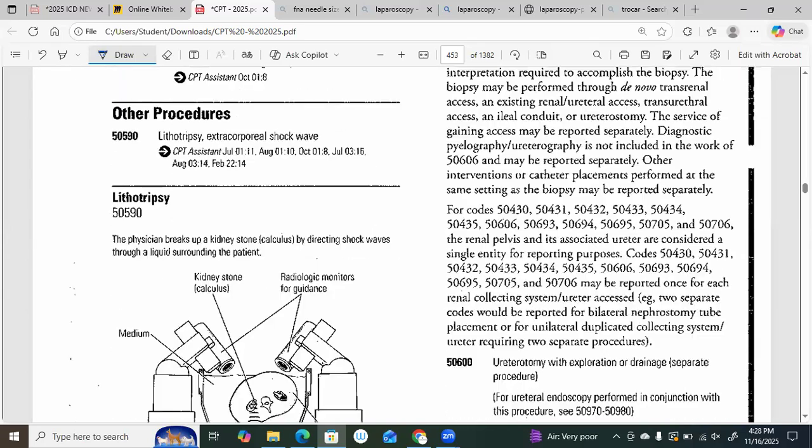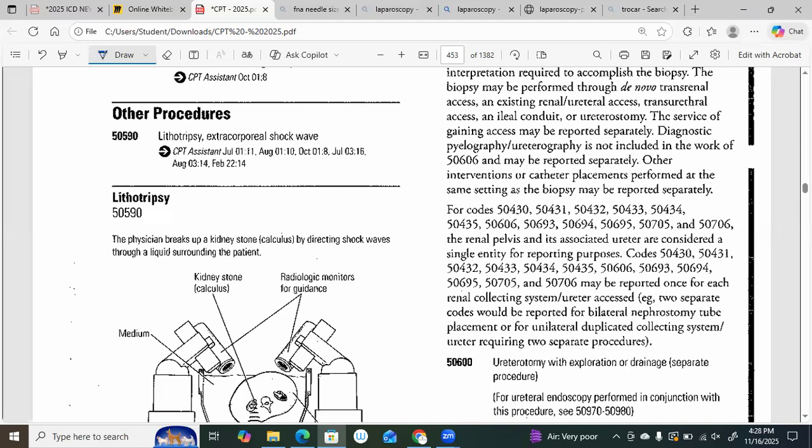This one, lithotripsy. Lithotripsy is basically litho means stone and tripsy means crushing of the calculus. So it's a crushing of the calculus where we have to use the extracorporeal. Extracorporeal means outside the body. So in this procedure, extracorporeal shock waves are used.